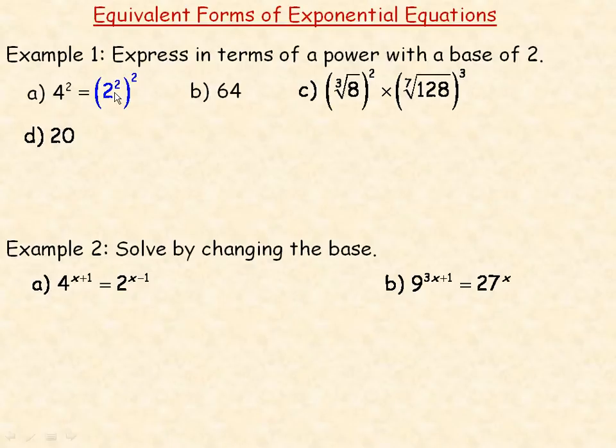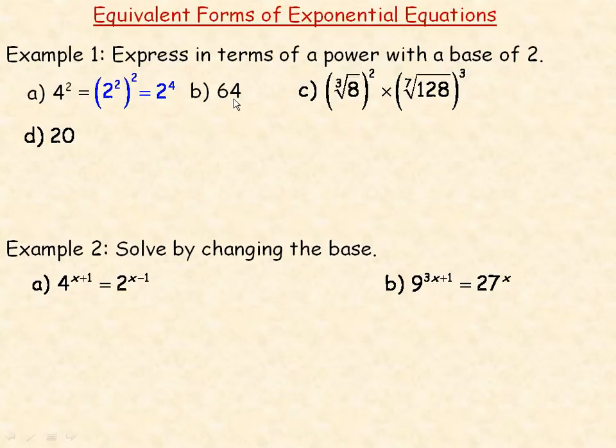Now when you have a power of another power, you multiply the exponents. 2 squared squared, we multiply the 2 exponents, and so that equals 2 to the power of 4. So I've kind of converted. I still have a power here, but I want to write everything as a power of base 2. That's what the question asked. So 4 squared is equal to 2 to the 4th. That's a power with a base of 2.